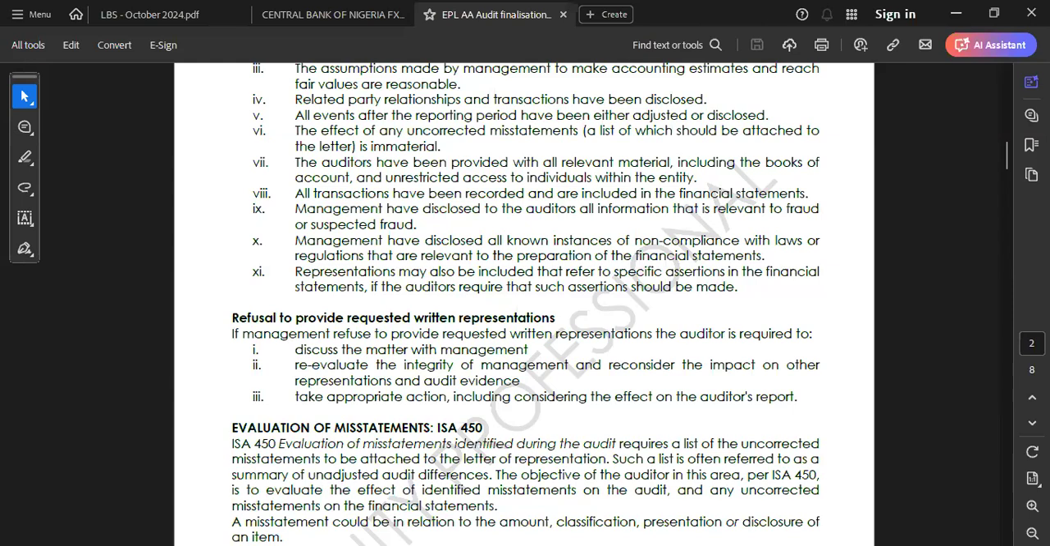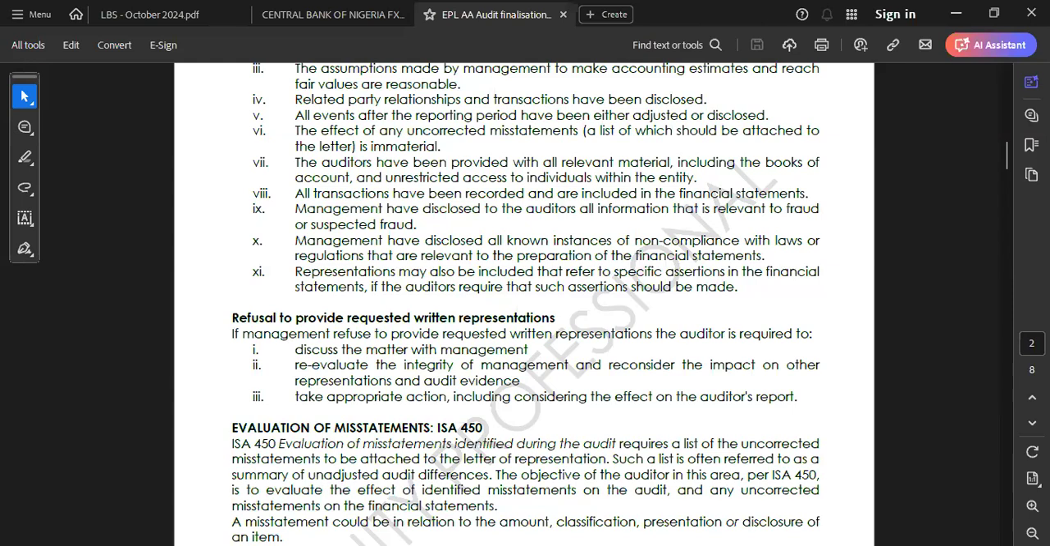So after having this discussion and management still refuse to give him the letter, what should the auditor do? Now, the auditor might need to reevaluate the integrity of management and reconsider the impact on other representations and audit evidence.